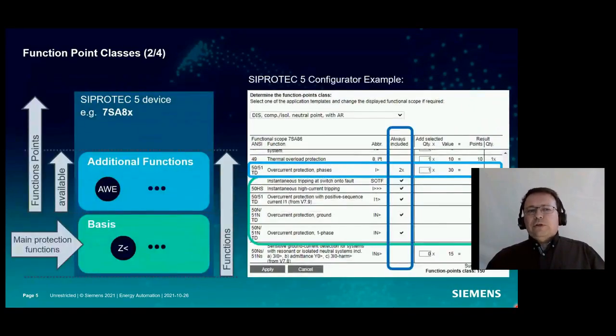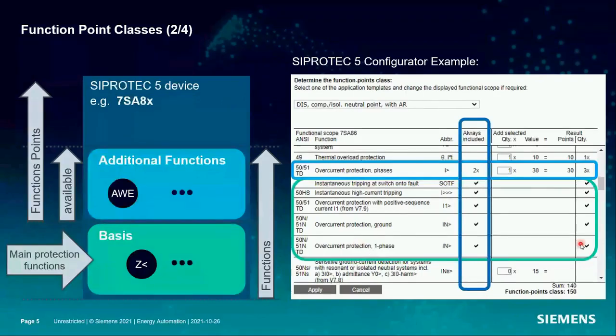Taking the line protection device 7SA as an example, you can see here in this green area the basis functionality, which is already included in any line protection device. And in the blue area, you can see the functions which are always included in a certain amount of instances. But if you would like to instantiate more, then you would need to have a function point class.